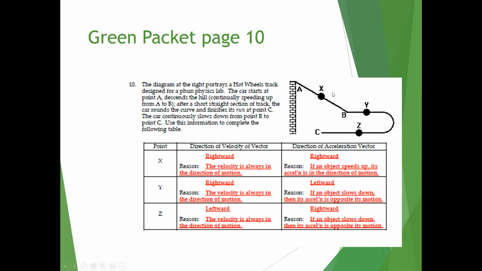At X, it is moving to the right, and it tells us that it is speeding up. So that means that it is moving to the right, speeding up. The acceleration vector is in the same direction, so it's also to the right. At Y, the car is moving to the right, but it says it is slowing down. So that means that the direction of the acceleration vector is to the left because it is moving to the right and slowing down. And then for Z, it is moving to the left and it is slowing down. So that means its acceleration vector is going to the right.